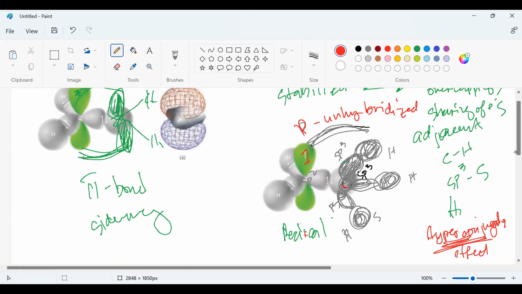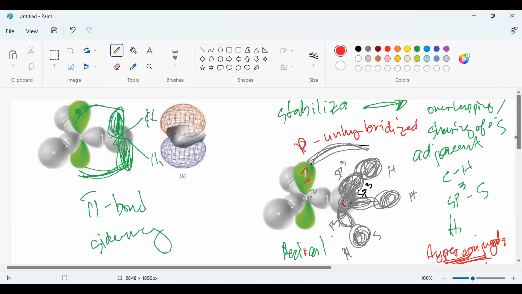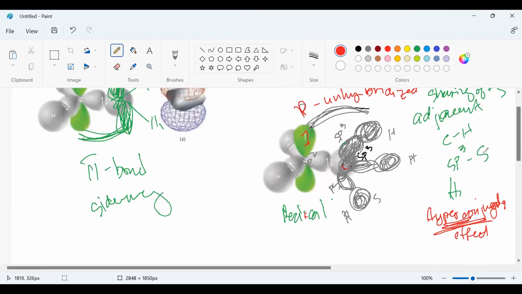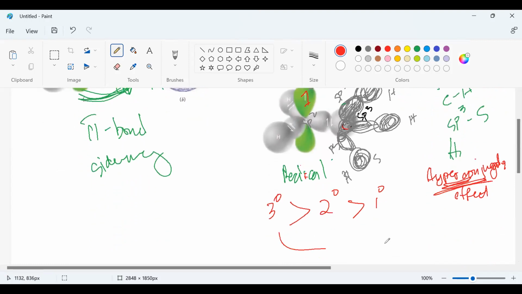When would that happen? Whenever there is an alkyl group or a carbon utilizing sp3 orbitals, it will try to stabilize this one. That's why a 3-degree radical is much more stable than a 2-degree and a 1-degree: the 3-degree radical is much more stabilized by the hyperconjugation effect.